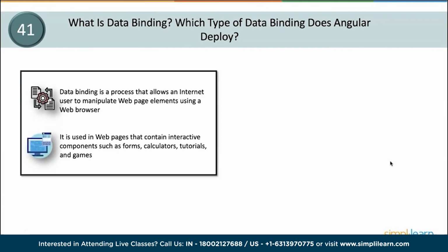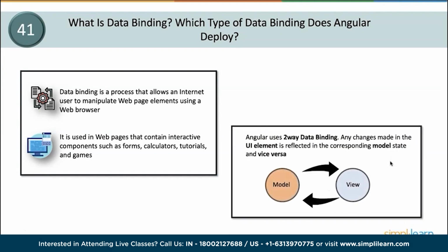Okay, so data binding is actually the process which allows the application to have some data associated with your HTML page from your TypeScript classes or vice versa. So data binding is the one through which you bind the data. You can see here it says Angular uses two-way data binding. When a change happens in the model, it will be reflected in the view, and when a change happens in the view, it will affect the model also.